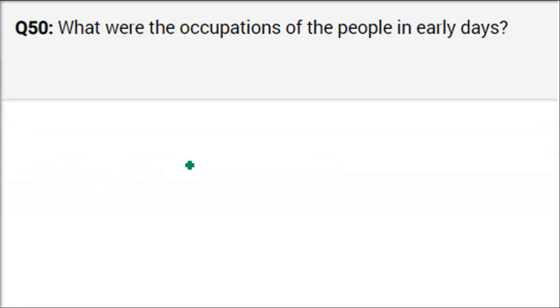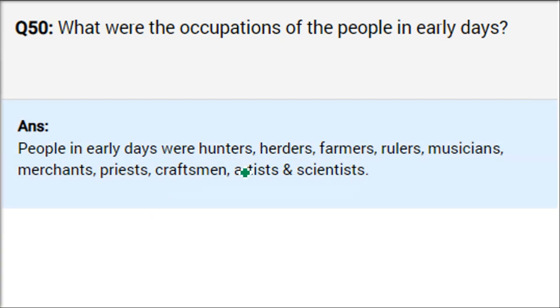What were the occupations of the people in early days? People were doing a lot of work. Everyone had some skill. So there were hunters, herders, farmers, rulers, musicians, merchants, priests, craftsmen, artists, scientists. All those you get today, they were there. Almost all of them.